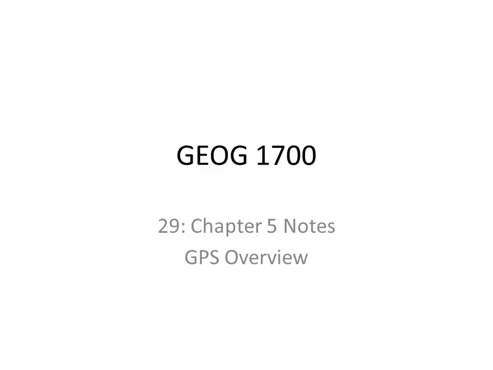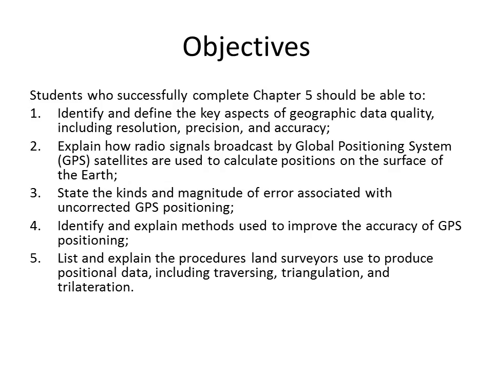In this chapter, we'll deal in several sections with global positioning systems and related location topics. The objectives of the chapter include identifying and defining the key aspects of geographic data quality, including resolution, precision, and accuracy, explaining how radio signals broadcast by GPS satellites are used to calculate positions on the Earth's surface, stating the kinds of magnitude of error associated with GPS positioning, identifying and explaining methods used to improve the accuracy of GPS positioning, and listing and explaining the procedures land surveyors use to produce positional data.